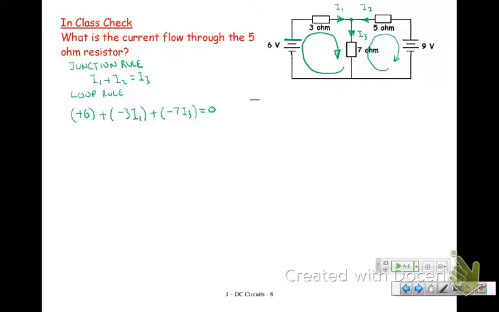Everybody see where that comes from? I'd like you to do the appropriate equation for the next loop. Can you do that for me, please?